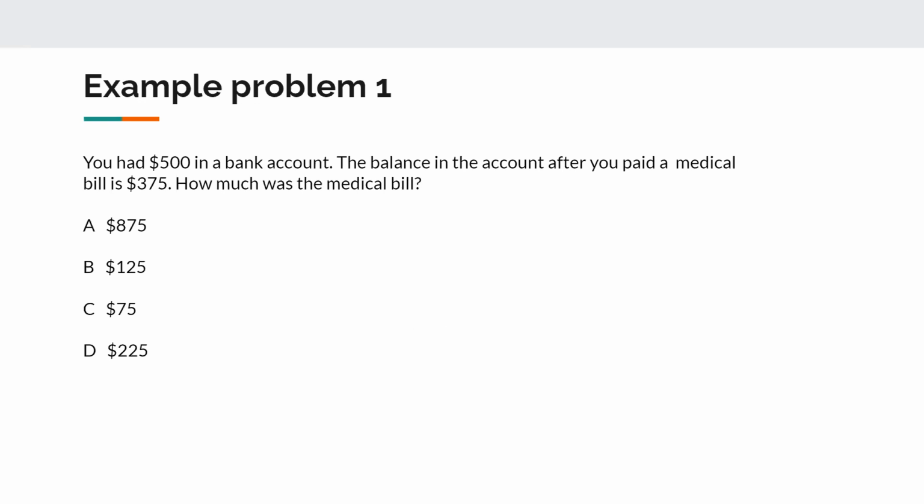So let me draw a little rectangle here. Let's say that this is the amount. This is like a little bar chart of the amount in our bank account initially. We had $500. And then we went down to $375, maybe like right there. And we would say that is $375 that is remaining. Let me erase that and fix that number. $375.